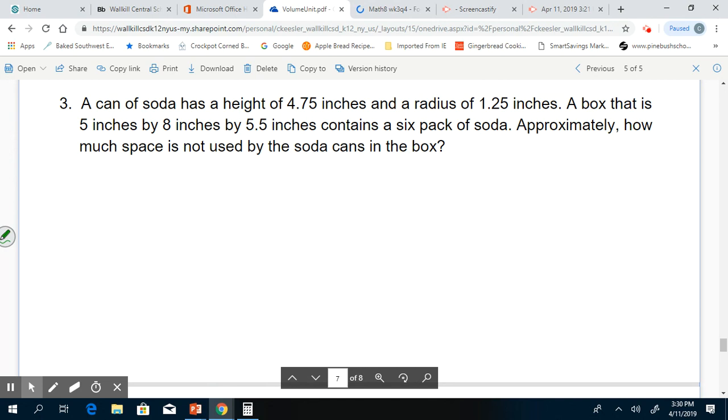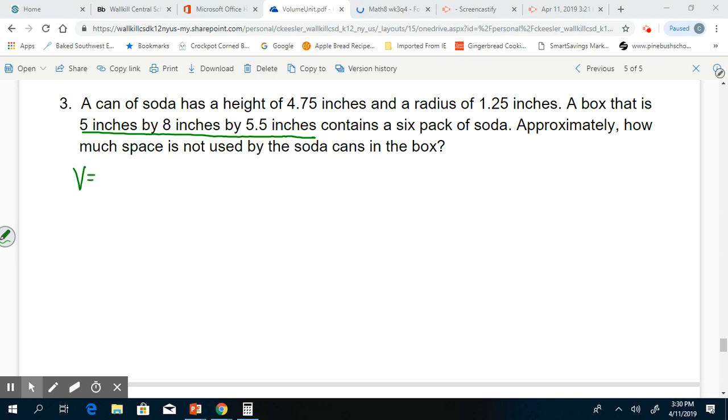Okay, here we have a can of soda has a height of 4.75 inches and a radius of 1 1/4 inches. A box that is 5 inches by 8 inches by 5.5 inches contains a 6 pack of soda. Approximately how much space is not used by the soda cans in the box? So a very similar problem, but still a lot of involvement here. So we can start with our box that the soda is being held by.